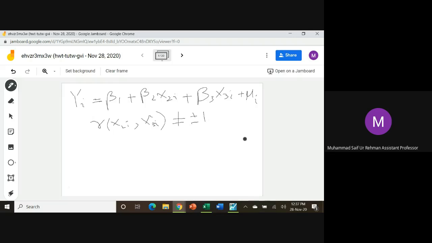Acha, when explanatory variables are perfectly correlated, this is the situation. Fine. सर एक और एग्जम्पशन है मेरी अपनी.